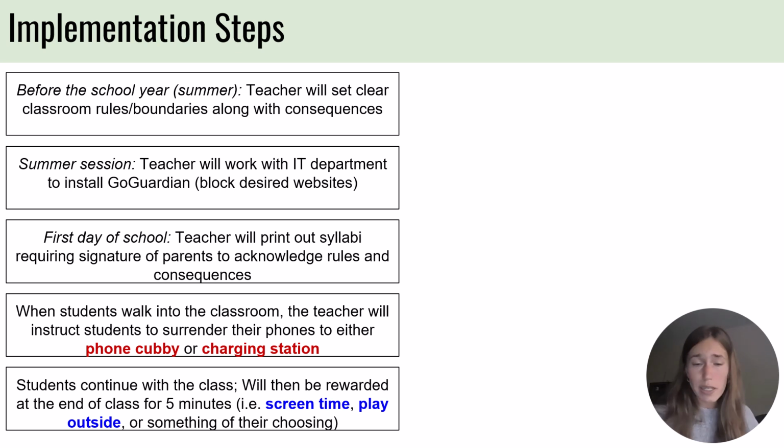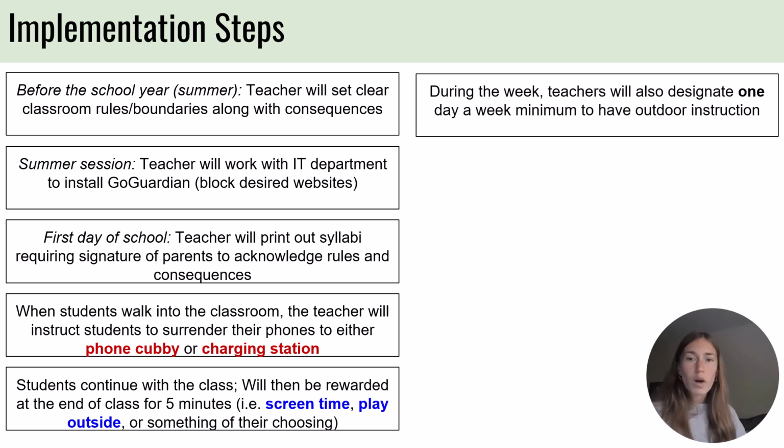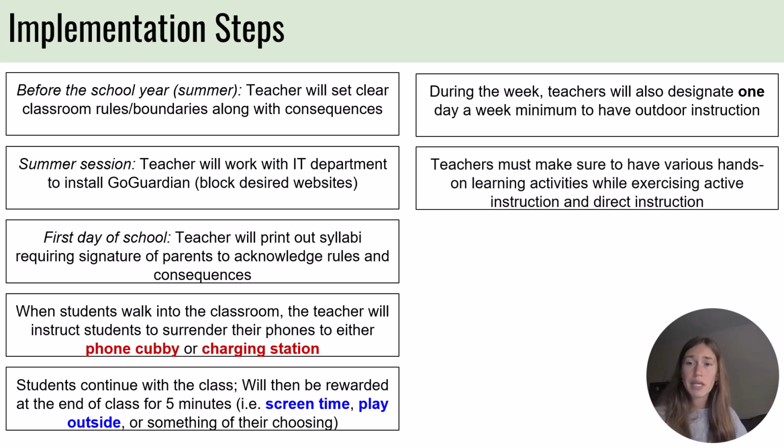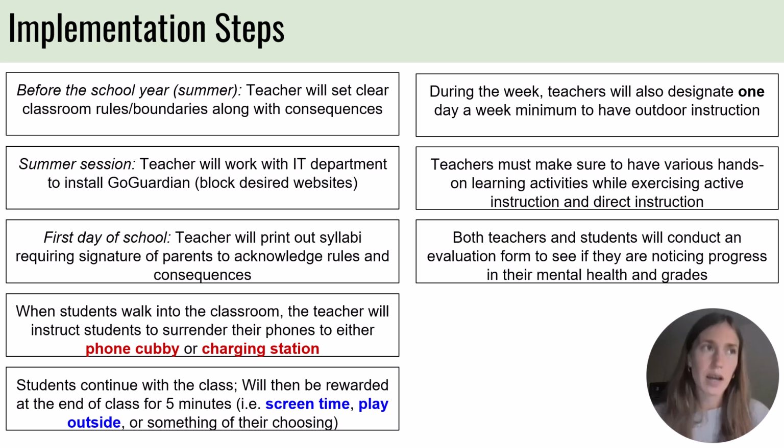And it's a shame that we just can't always have class outside, even though there may be inclement weather, but students will be able to get rewarded. Then also 1 day a week, there should be outdoor instruction, just because of all of the benefits. While the week goes on, teachers will have hands-on engagement and learning activities while exercising the two different modes of instruction. So they can use active learning, direct instruction, and then we will also go over this on the following slides, but students and teachers will do some form of evaluation at the end of each quarter.